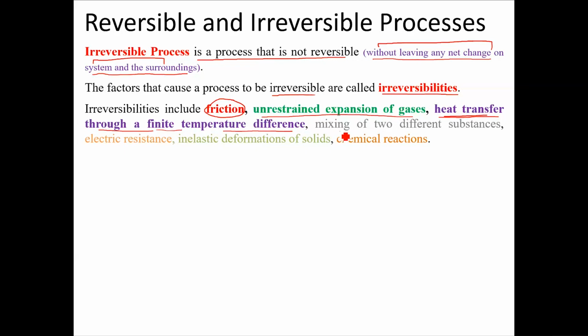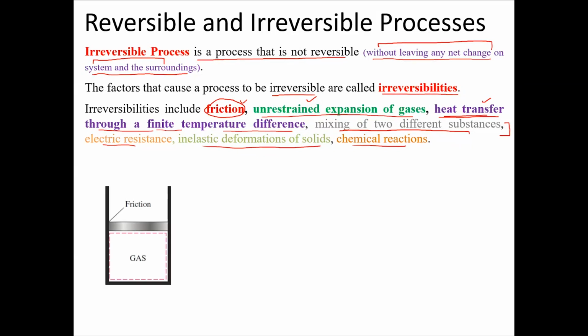We'll see how. Others include mixing of two different substances, electrical resistance, inelastic deformation of solids, and chemical reactions, mostly related to mechanics and chemistry. So I'll not discuss these four mechanisms, but we'll see friction, unrestrained expansion, and heat transfer as the irreversible processes, and we'll try to understand how these processes are irreversible.